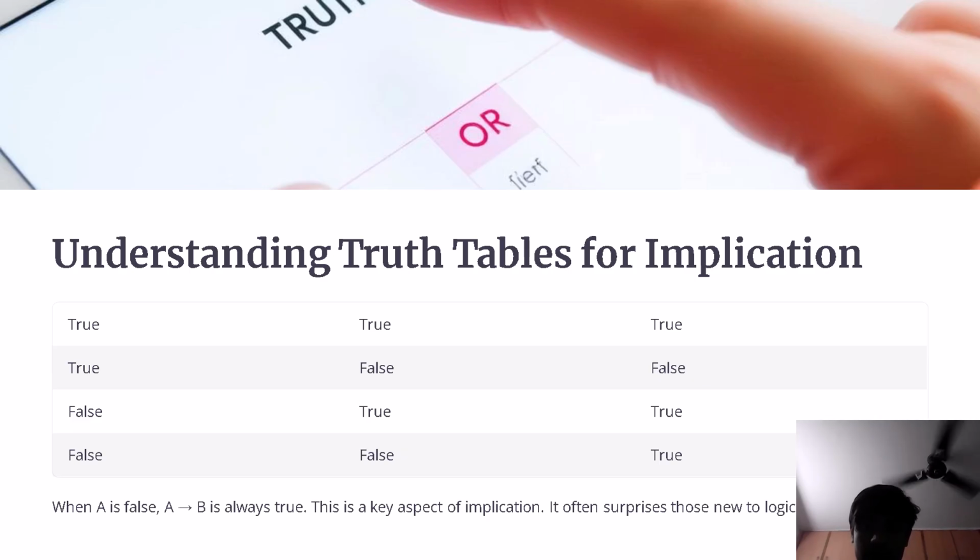Understanding the truth table for implications. First: true, true gives true. Second: true, false gives false. Third: false, true gives true. Fourth: false, false gives true. When A is false, A → B is always true. This is a key aspect of implication. It often surprises those new to logic.